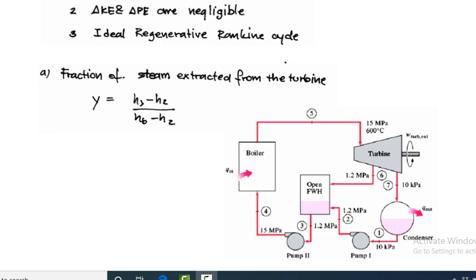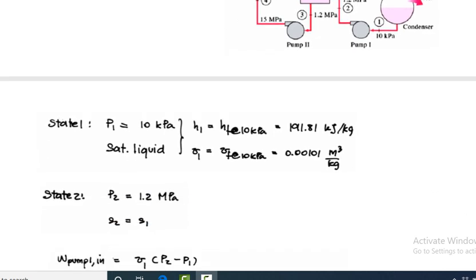This is the area in which you have to find y equal to (h3 minus h2) over (h6 minus h2). From this diagram you have to find this equation, and then go to state 1.